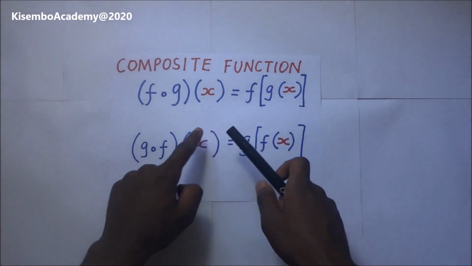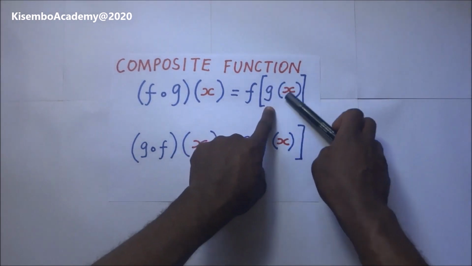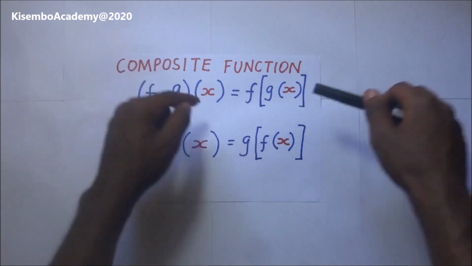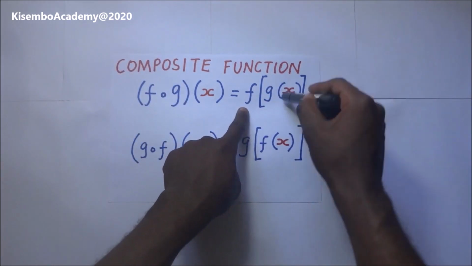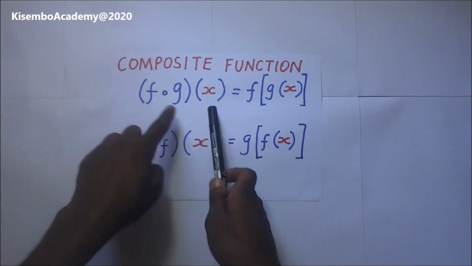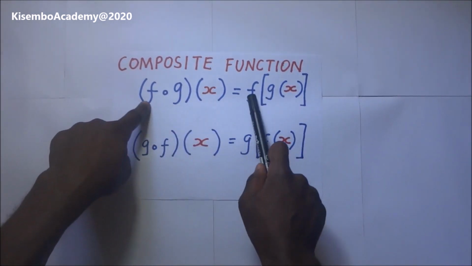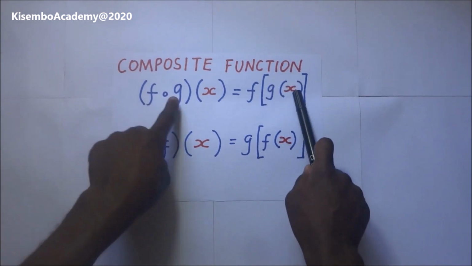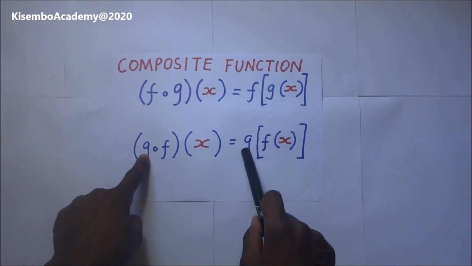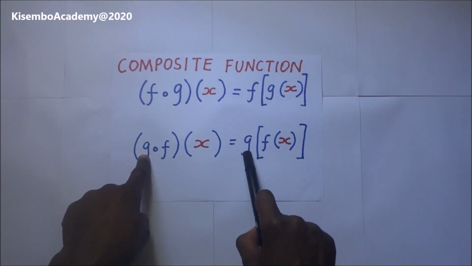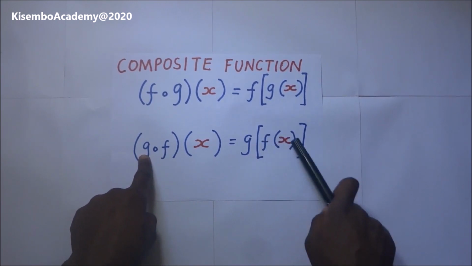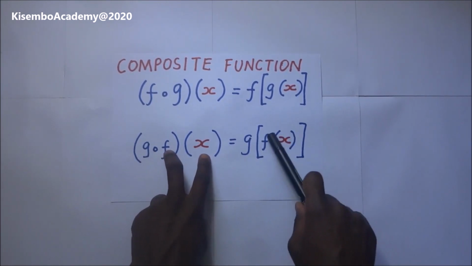So in this case, you'll see that the function g of x is acting as the input of the function f. So we have a function being an input of another function. This is the notation: f with the input g of x. Same with here, we have the function g, and this function g is such that its input, or its value of x, is another function, f of x.